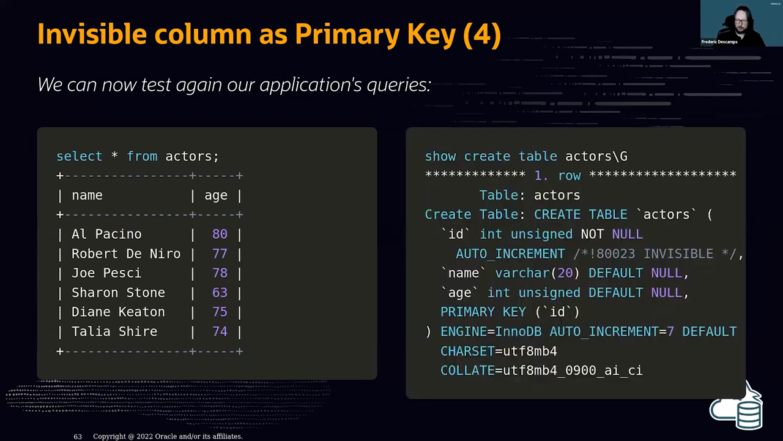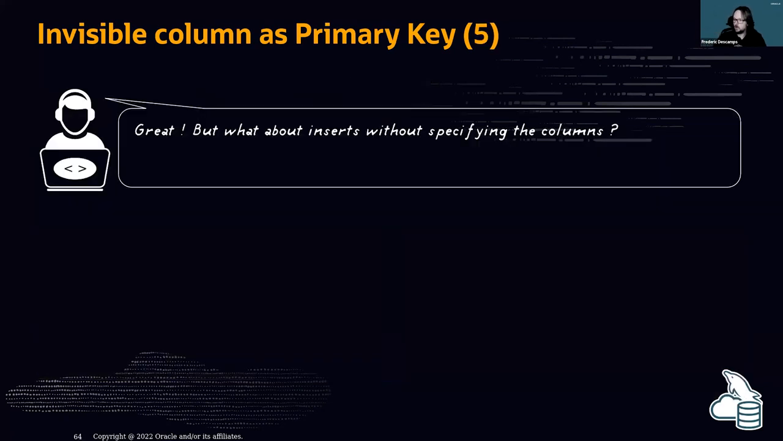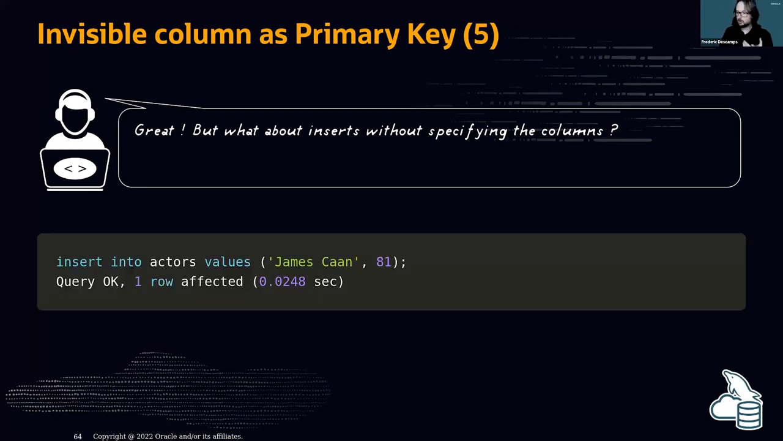We can check now the table definition, and we can see that there is a primary key, which is an invisible primary key. Great, right? But if I want to insert data without specifying the column, can I do that? Of course you can. You can do insert into actors values, because usually it's advisable to use the names of the columns when you add them. But if you don't, because your legacy application was not doing it, you can do it exactly like this, and as you can see, it was added without any problem.